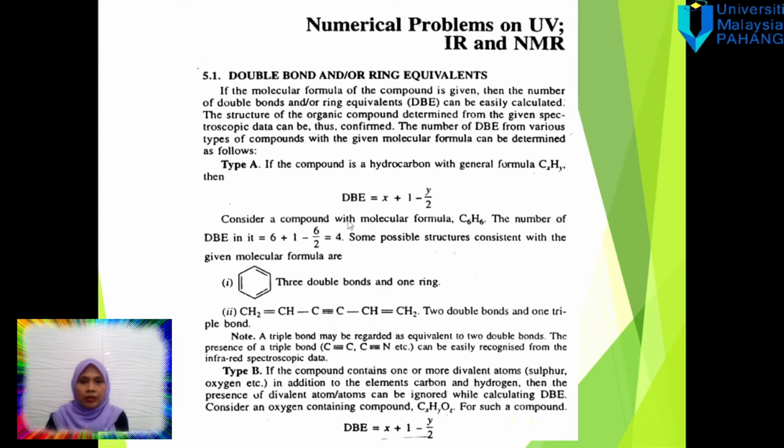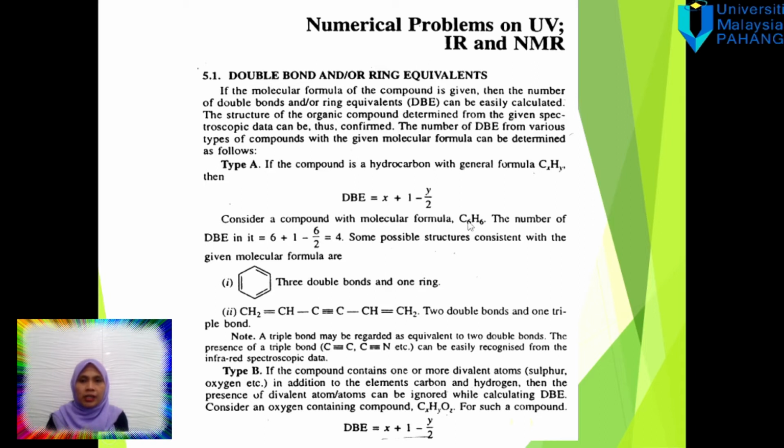The formula of double bond equivalent is C_xH_y. Based on the molecular formula given, x is equal to the number of C, y is equal to the number of hydrogen. Based on this formula, we know how many double bonds and how many rings are present in our structure. Let's see an example of a molecular formula.